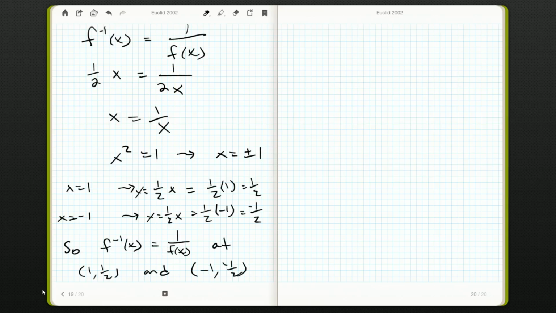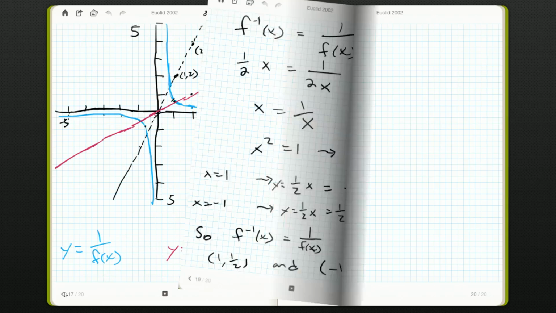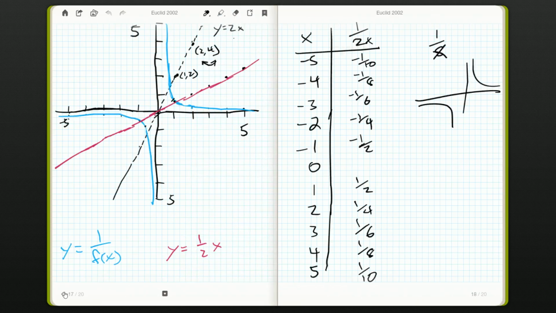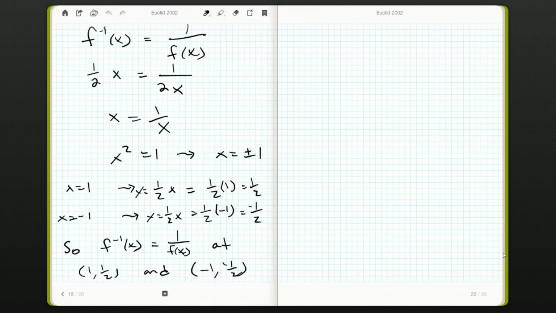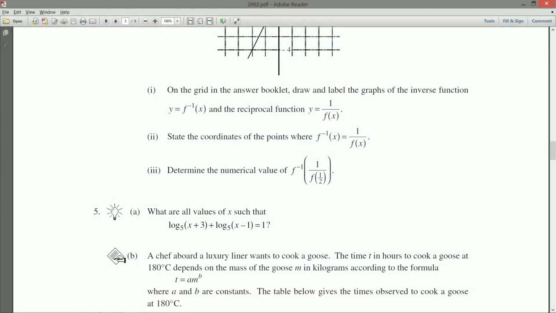And if we go back, our graph actually reflects that. At this point, I would go back and make sure my graph reflects that intersection, because otherwise that might be something they're looking for in the marking room. So, state the coordinates of the points where that happens. We've got them. We worked them all out. There were 2. Now, determine the numerical value of f inverse of 1 over f of 1/2.